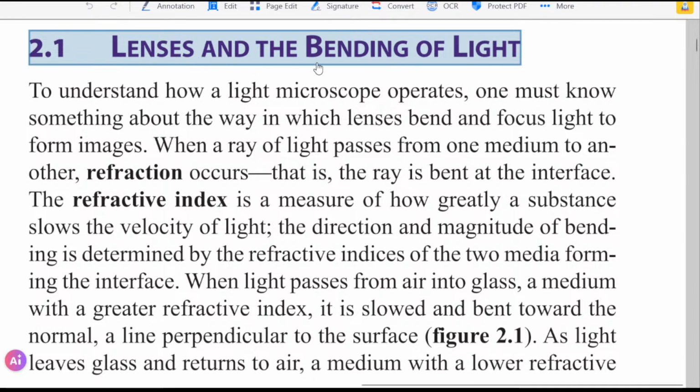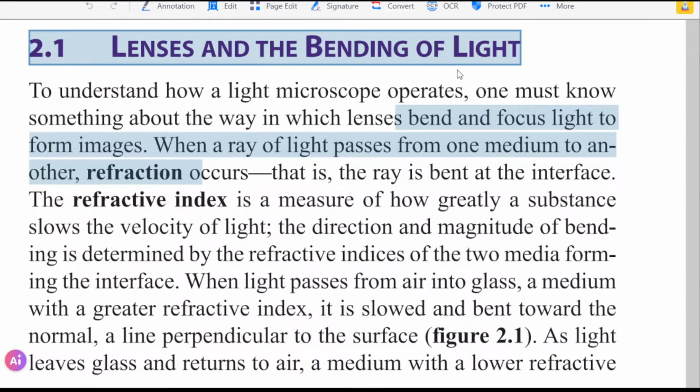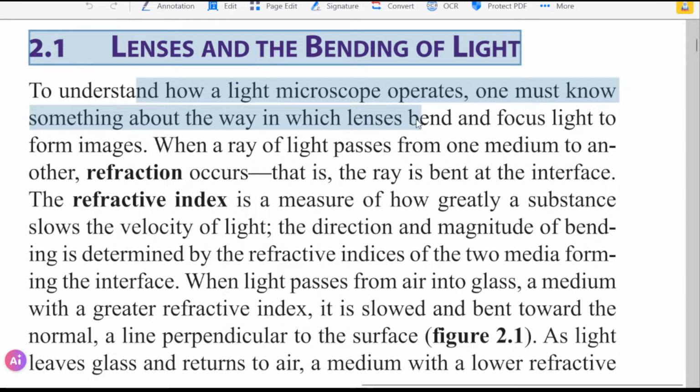Lenses and the bending of light, right? What do we use lenses for? Yeah, to change the trajectory of the light. The concave and the convex lenses both change the light, they don't leave it in a straight form. To understand how a light microscope operates, one must know something about the way in which lenses bend and focus light to form images. They are saying if you want to know how the light microscope works, you have to know how lenses work and how they focus the light to form images. So they are saying start with the lenses.